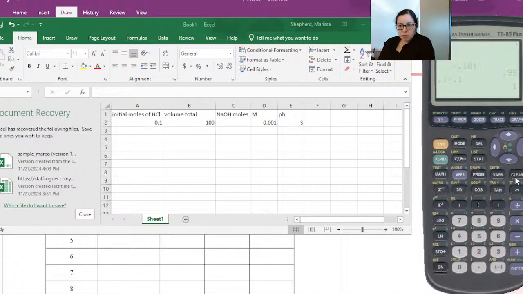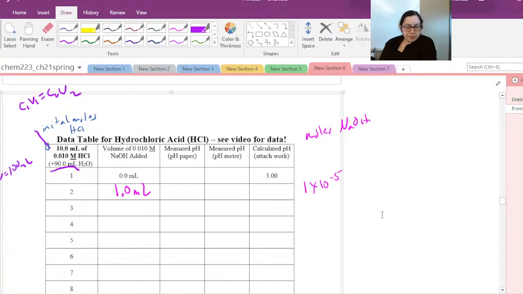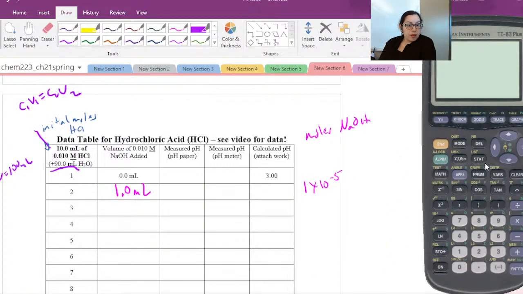Oh, no, I screwed up my own calculation. All right, bad example. All right, sorry, I'm trying to recalculate. So initial moles, so 0.01 times 0.01. That's how many initial moles we had.